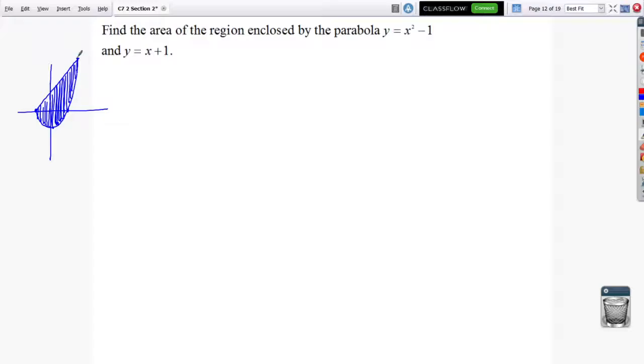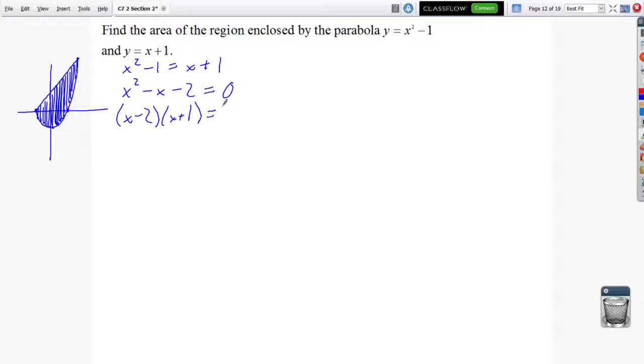In order to find those out, you could use your calculator and graph them, but that just feels so gross to me. I like doing it this way. Doing x squared minus 1 is equal to x plus 1, and getting 0 on one side, we'd have x squared minus x minus 2 is equal to 0. Factoring that, x minus 2 times x plus 1.